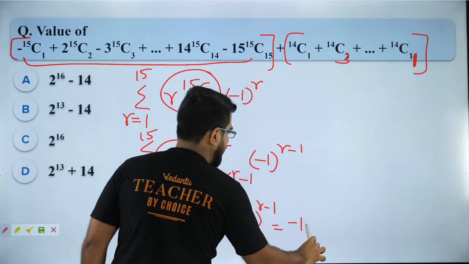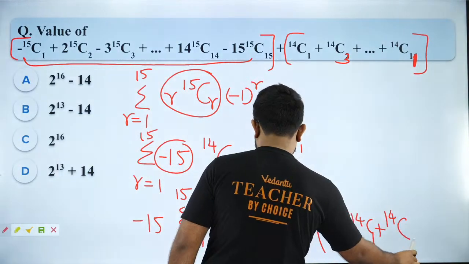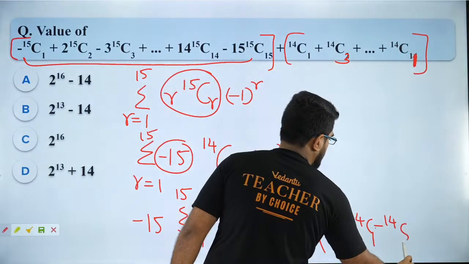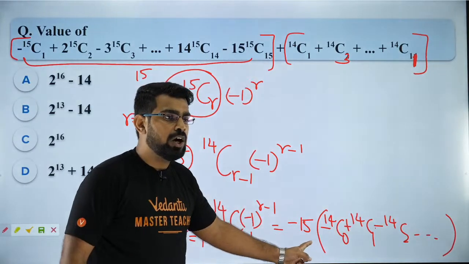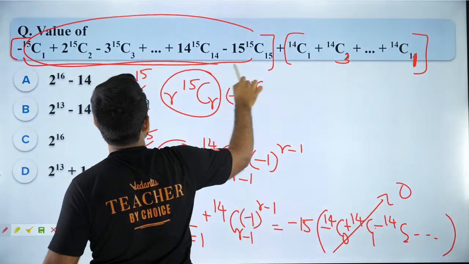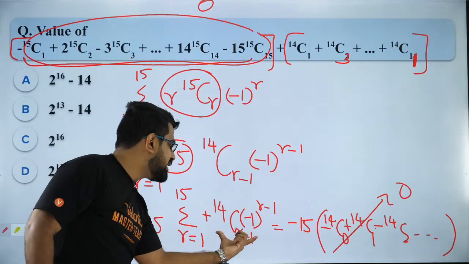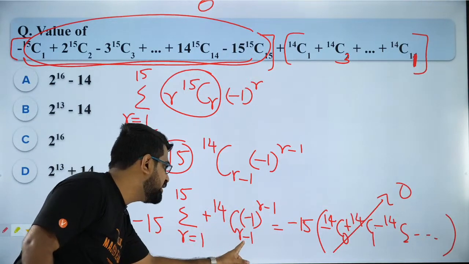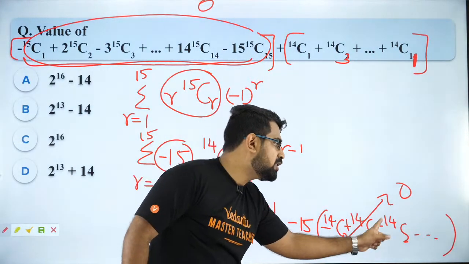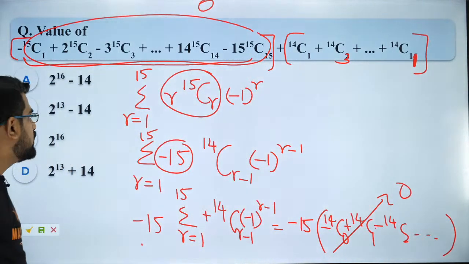So what will that be? It will be minus 15 into 14C0 minus 14C1 plus 14C2 minus 14C3, and all the way. So guys, it is all alternate terms, so it will be 0. So that is how you solve it. I took minus 15 outside, and when I expand this, putting r equal to 1, I'll get 14C0 into minus 1 to the power 0, and so on, which will be 14C0 minus 14C1 plus 14C2, and it keeps going. So that will be 0. I hope you guys got it, everybody. So the first part is 0.